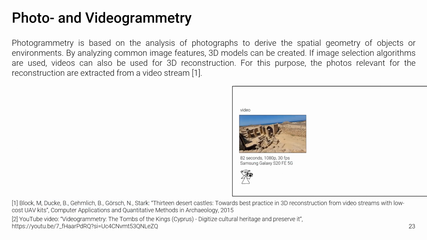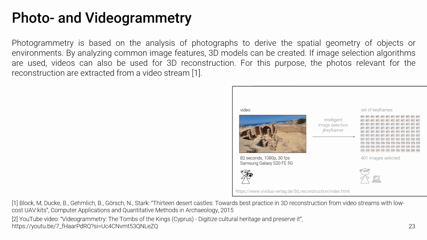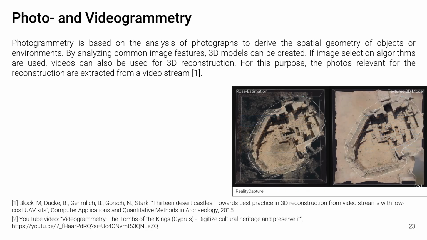Photogrammetry is based on the analysis of photographs to derive the spatial geometry of objects or environments. By analyzing common image features, 3D models can be created. If image selection algorithms are used, videos can also be used for 3D reconstruction. For this purpose, the photos relevant for the reconstruction are extracted from a video stream.